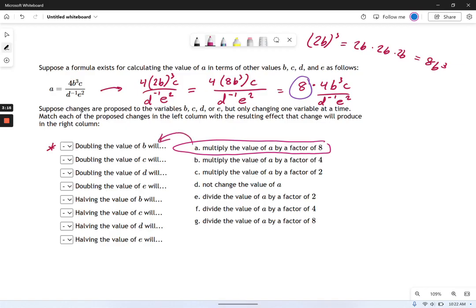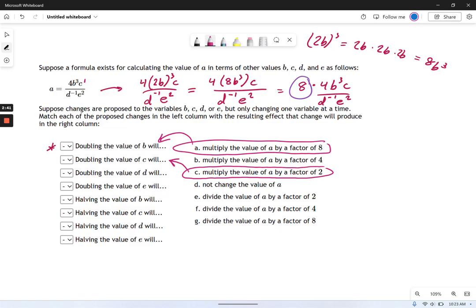Okay. I didn't need to look at c, I didn't need to look at d or e or any of the other variables or numbers. All I need to look at is the exponent on the variable that I'm doubling. So if we were to do this, for example, with c, if you look at the exponent on c, that's just a 1. So if I double c, it's going to double the entire thing. It's not going to quadruple it. It's not going to multiply it by 8. It's only going to multiply it by 2 because it has an exponent of 1. So there's no interesting effects there when you double c.